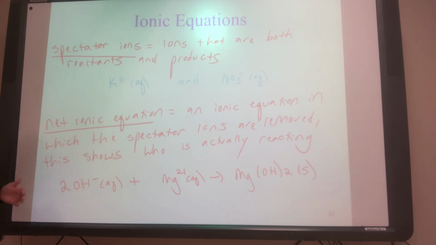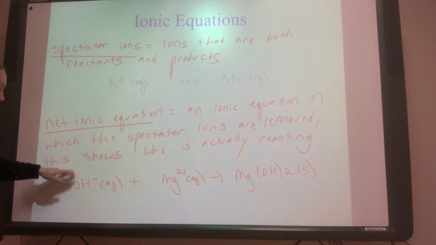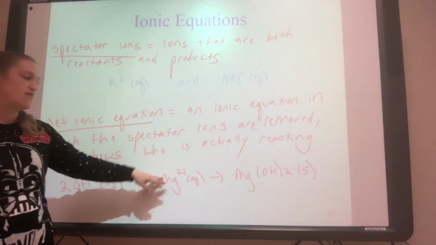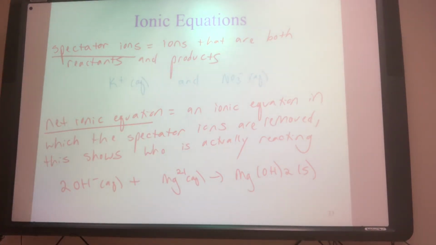So what this is telling me is that these guys were just hanging out, they weren't doing anything. Really, the OH minus was reacting with the Mg to make my precipitate. So that's what was actually happening in my reaction. All right, so now we know how to write net ionic equations and complete ionic equations, because so far all we've talked about are molecular equations.